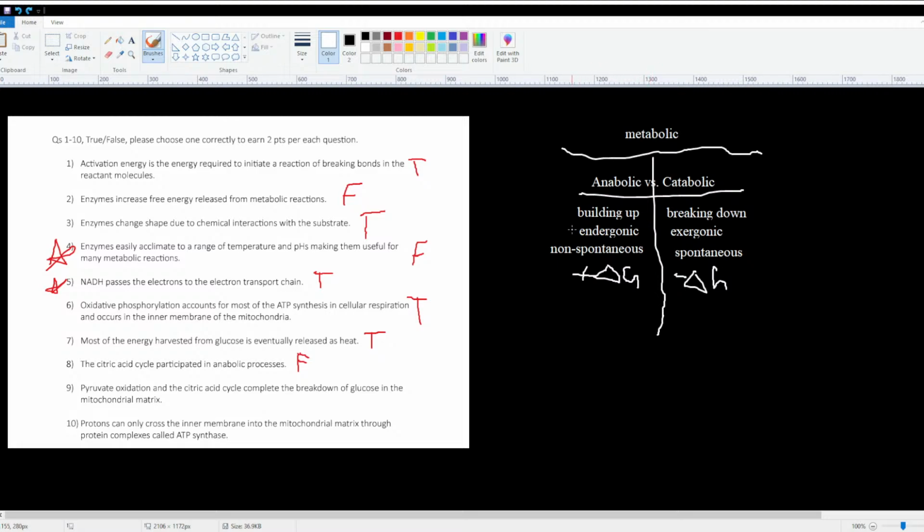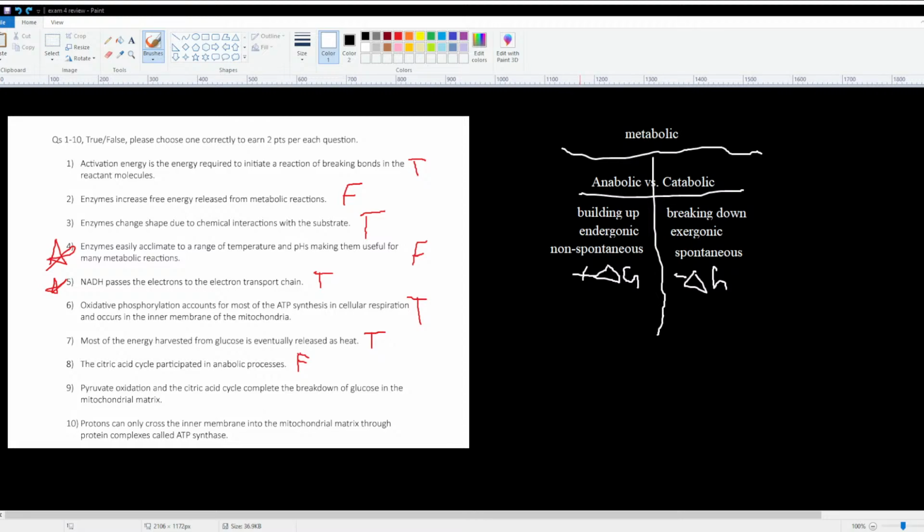Where was I? Endergonic means that we're going to end up with more free energy than what we started with, right? So what does that mean? That means that the energy in the system is going to be increased. It's going to require more energy than what we started with. Exergonic is when energy is released from the system. So we're going to have less energy than what we started with.